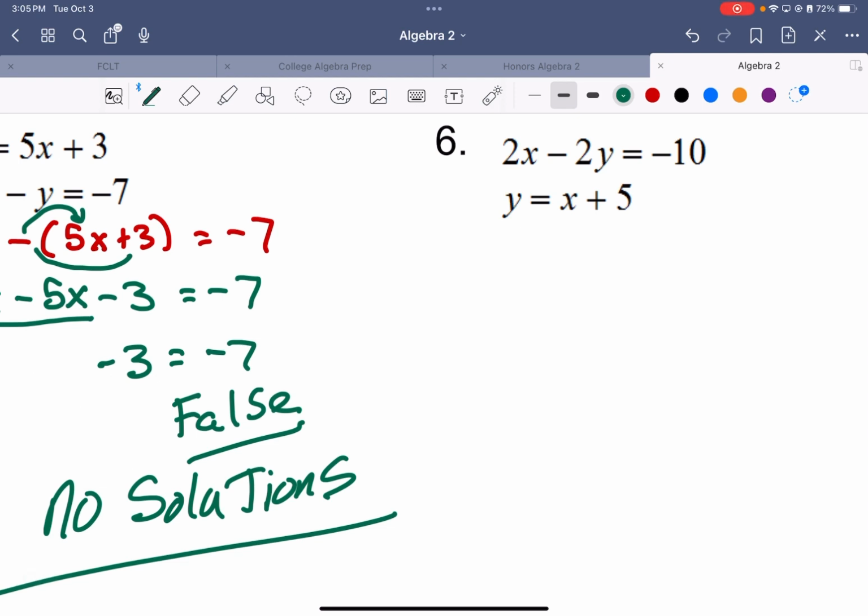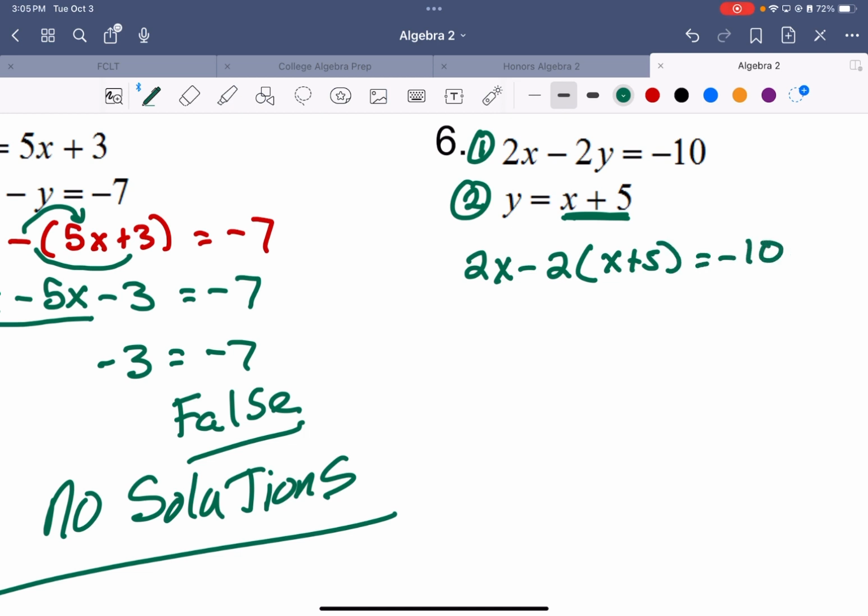Second one, 2x minus 2y equals negative 10, and y is equal to x plus 5. Now notice the first difference in this one from any of them that we've done. The second equation is already solved for y. That's okay. It doesn't matter which one you solve for y or x, as long as one of them is, we're good to go. So now, instead of substituting 1 into 2, I'm going to substitute 2 into 1. That's going to give me 2x minus 2 times my y value, x plus 5, equals negative 10. So I'm rewriting the first equation this time, and that's okay.